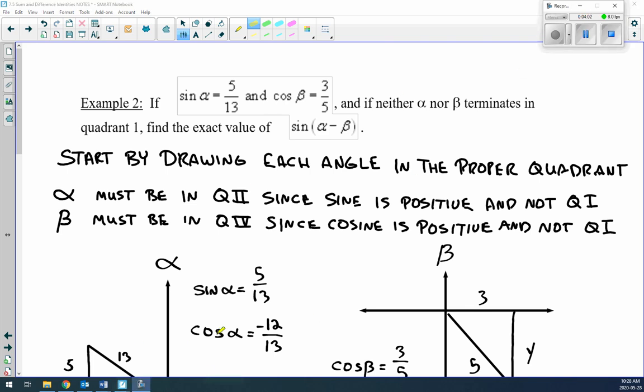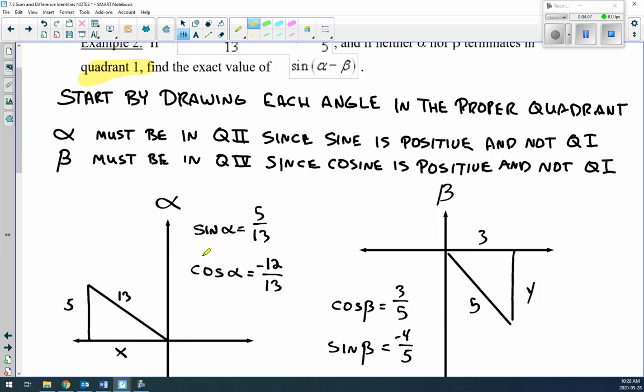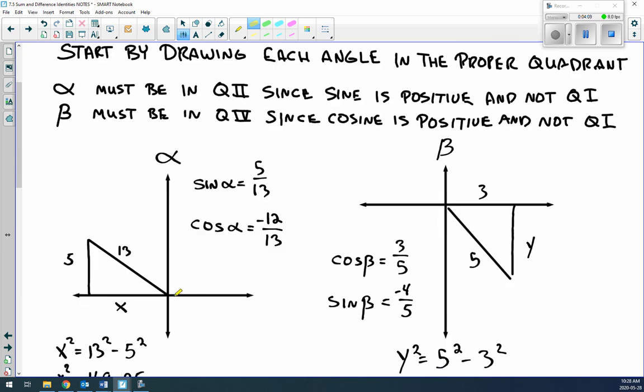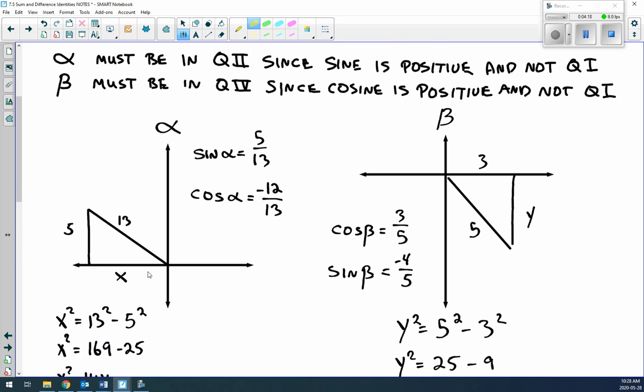So it's either in 2 or 1, but it tells us right here it doesn't terminate in quadrant 1, so it has to be in 2. So we draw our little thing here. So 5 over 13. So 5, right? Sine is opposite over hypotenuse, or y over r. So we can draw this out.